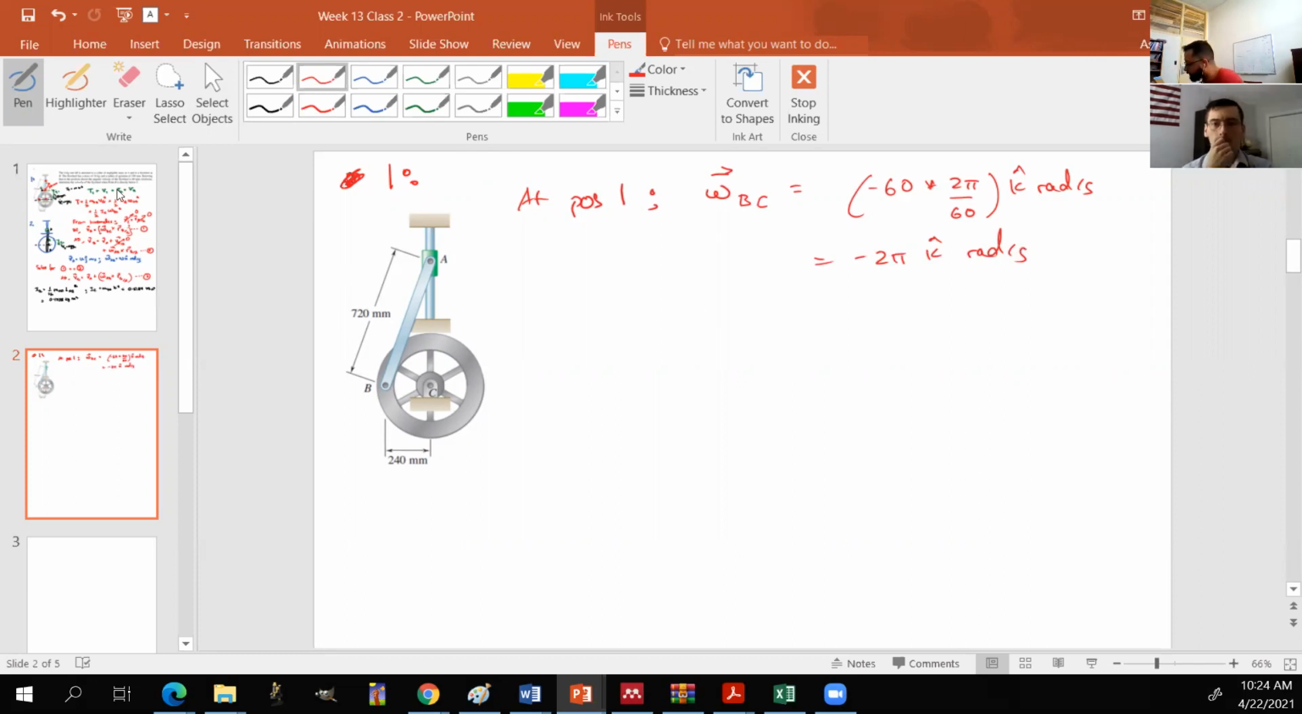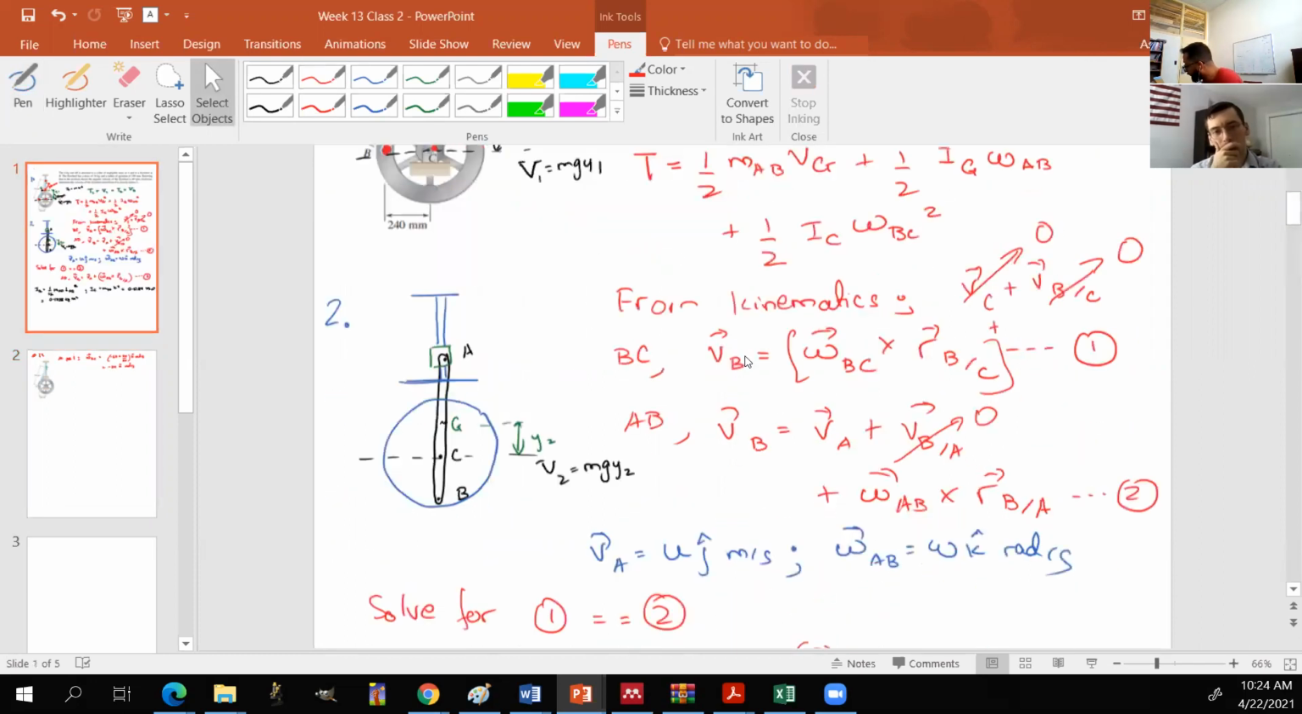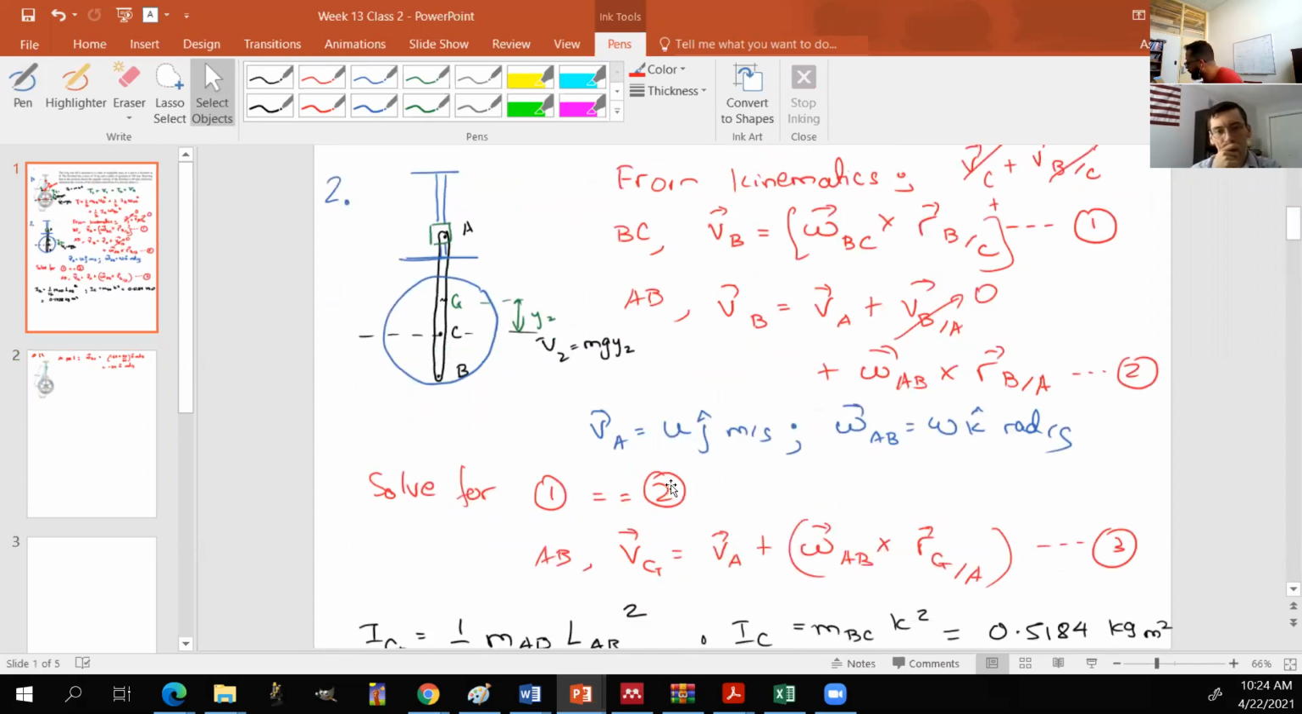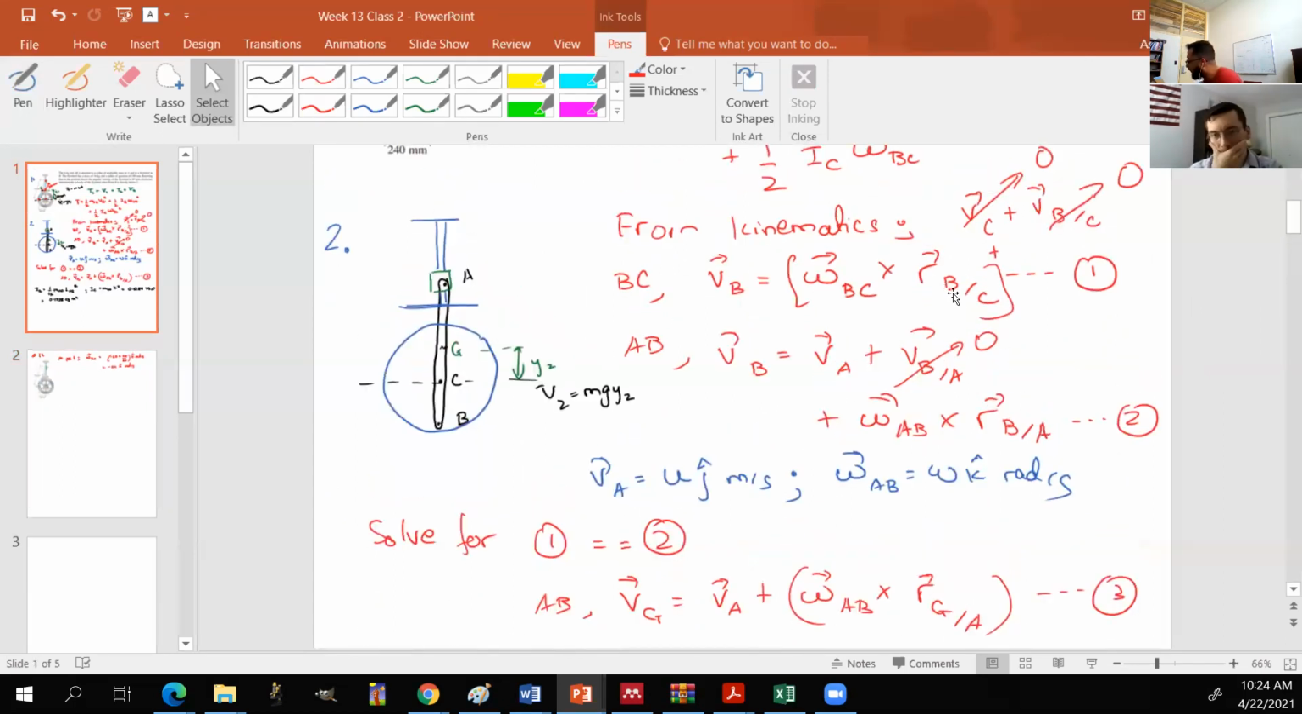Then remember, for doing 1 equals to 2, I have to find out what R of B relative to C is. And I also have to find out, all right, so just to make things clear, these are the things that I can find out. This is given to me in position 1. It's not given to you in position 2. We're going to treat it as an unknown so that we get these guys, U and omega, in terms of omega BC at position 2, right? And what we're just trying to find out is VA and omega AB.